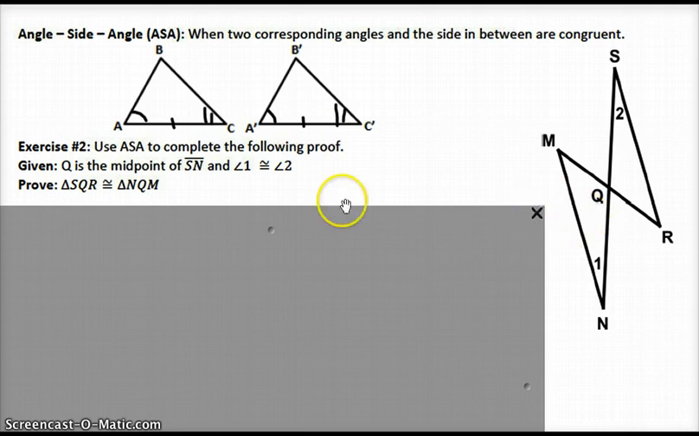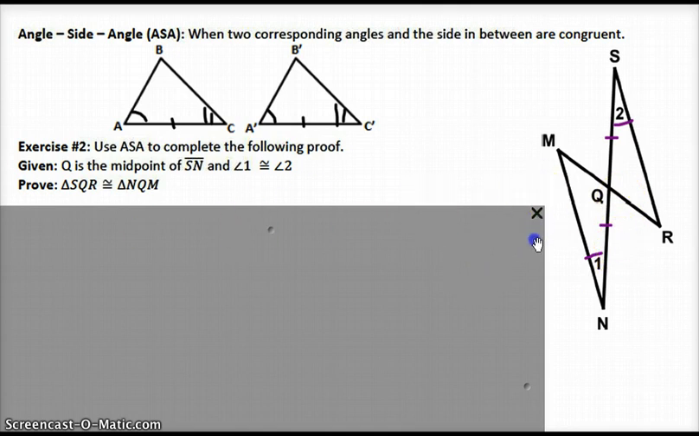Now, when I go to look at this, I know Q is the midpoint of SN, and I already have angle 1 is congruent to angle 2. So looking at that, I know right now, angle 1 congruent to angle 2, that's already given. I already have one angle. And I know I have a midpoint. So of SN, I can say that this is going to split. So we're going to have QN and SQ congruent to each other. And those two are the pieces of my given.